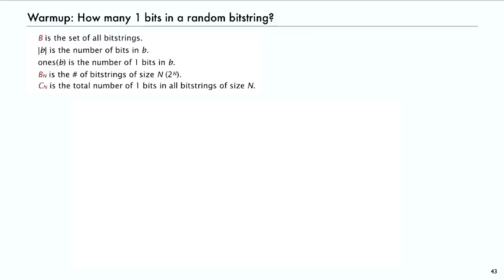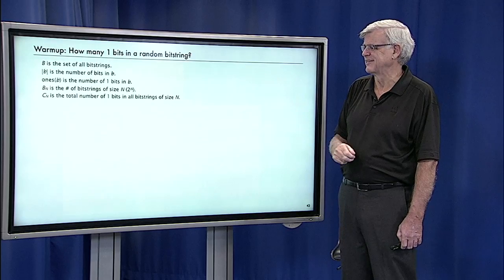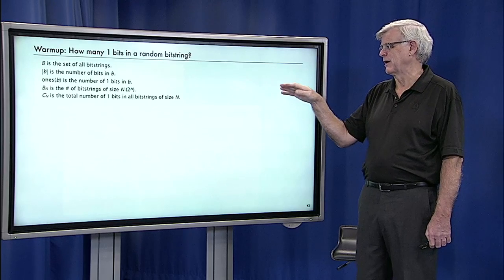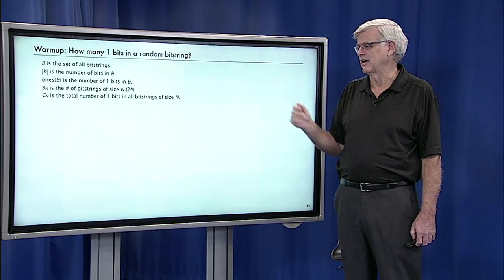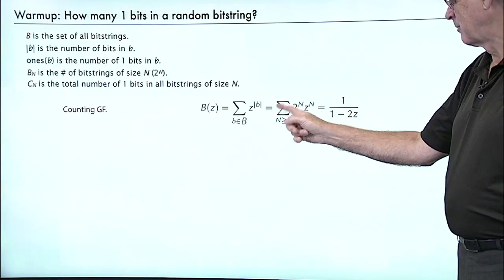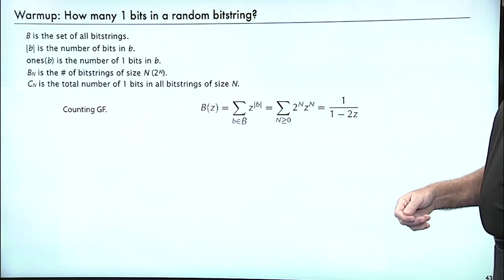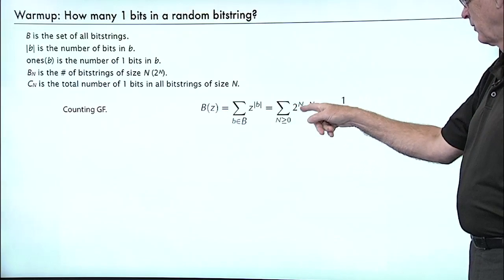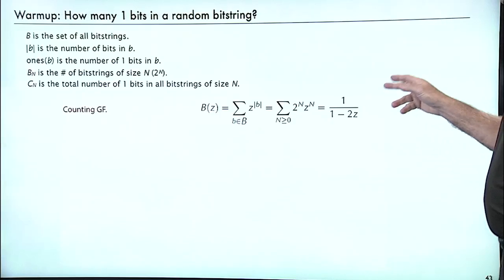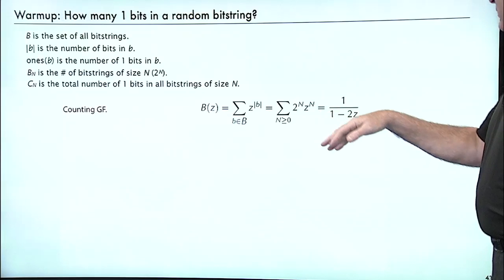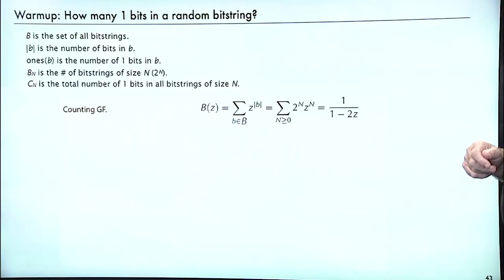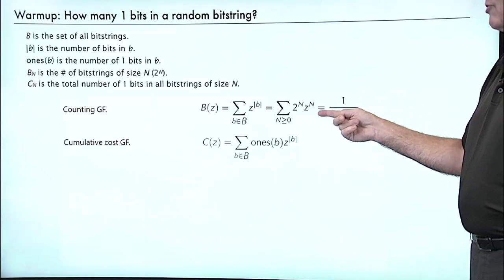And then C sub n, we can use GFs to get that, but let's assume that we're happy with that. The accumulated cost, C sub n, is the total number of 1 bits in all bit strings of size n. So the counting GF, B of z, is the sum over all bit strings of z to its size, and that's the sum of 2 to the n, z to the n, which is 1 over 1 minus 2z. We can actually get that formally just from the definitions, but I'm sure you believe that one. What about the cumulative cost GF?